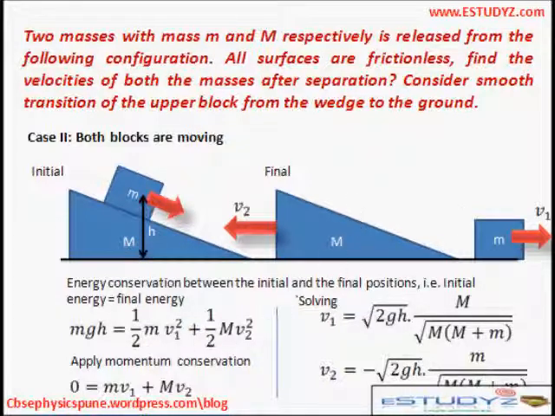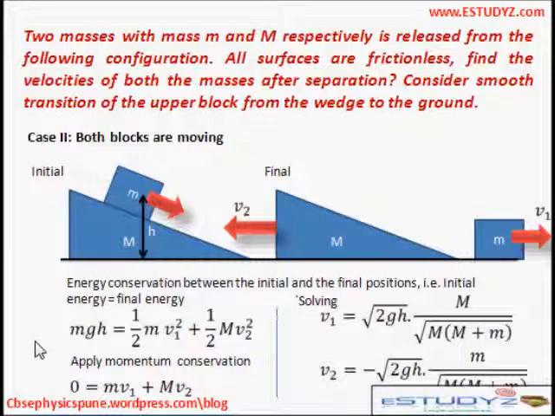Finally they both will be moving with velocities v1 and v2. So finally the equation would be half m v1 square plus half M v2 square is equal to mgh. Now we have two variables v1 and v2, which we don't know, and we have only one equation, so it is not possible to solve using just this one equation.